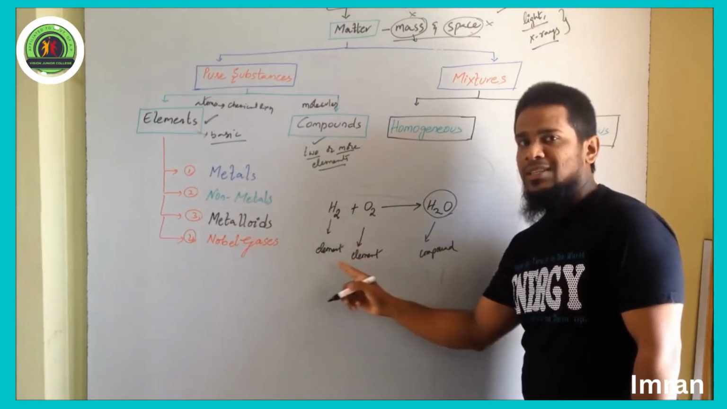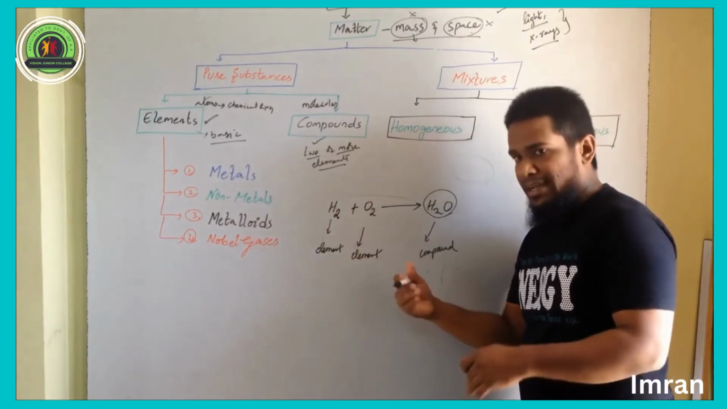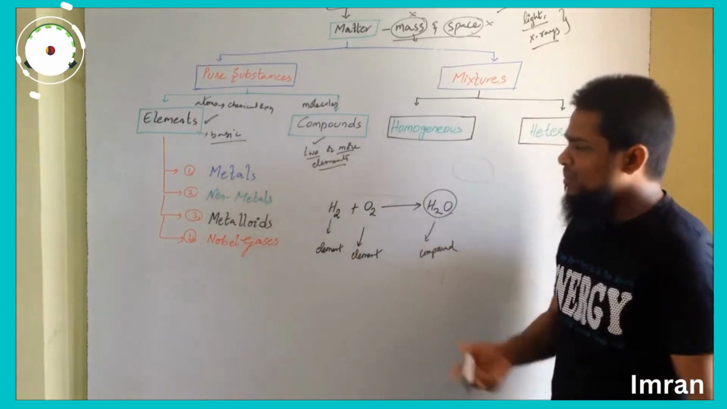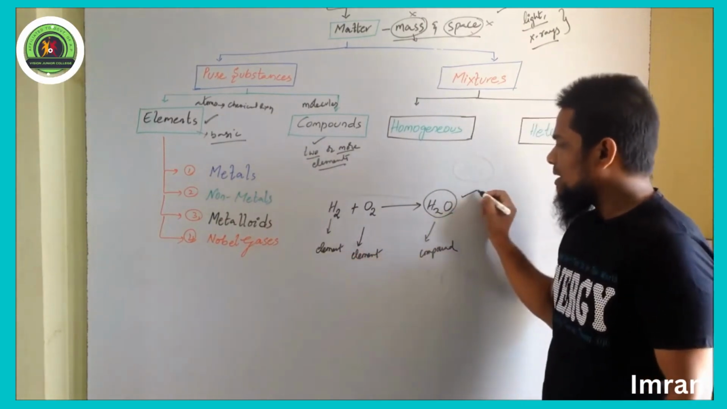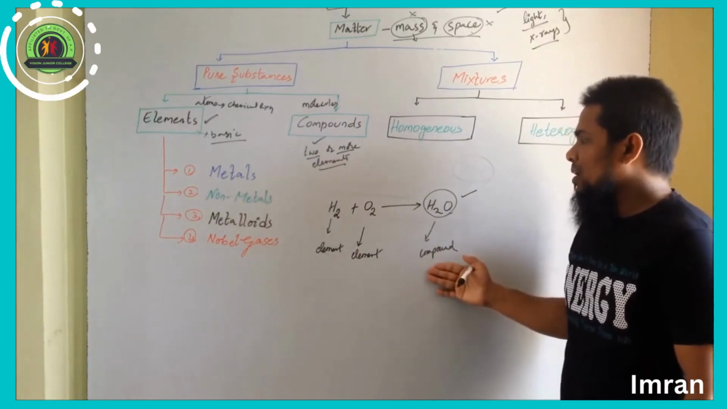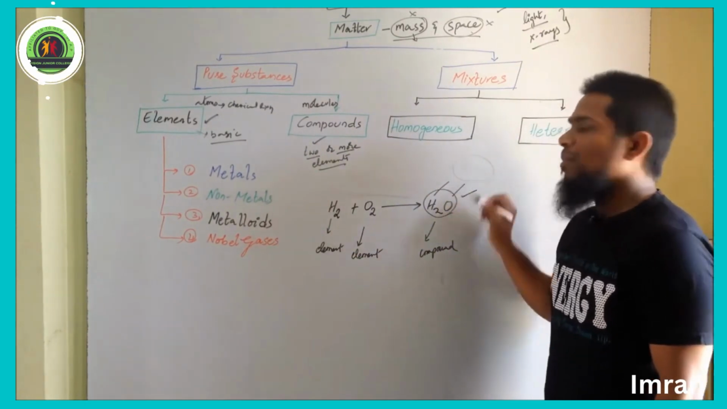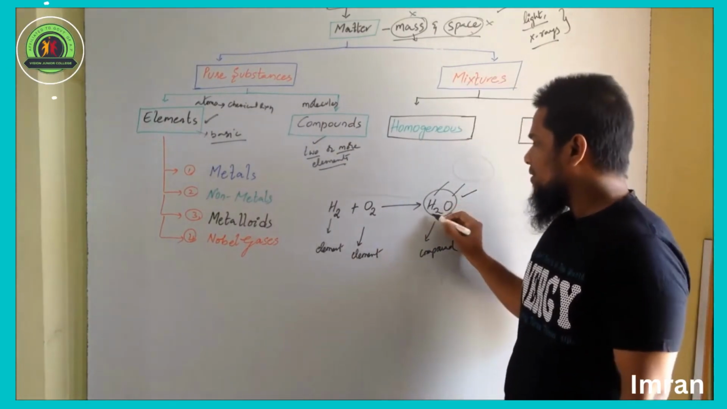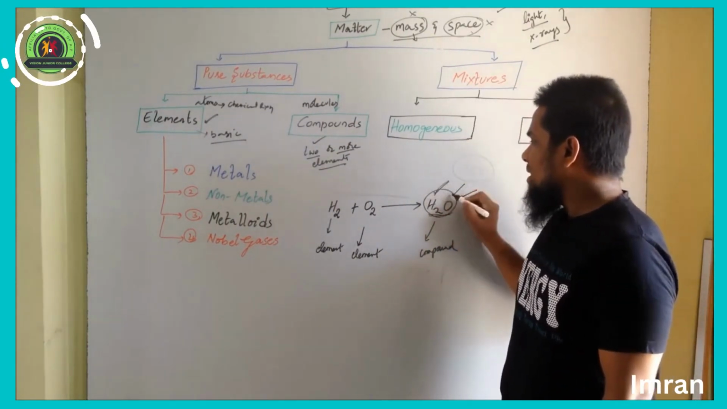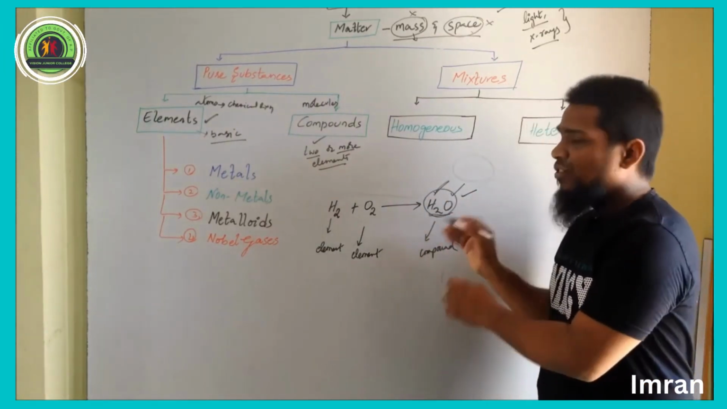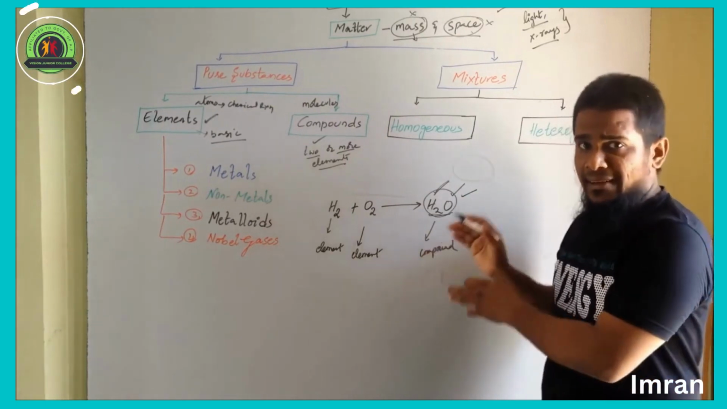If two or more elements are combining together, forming a chemical bond or undergoing a chemical change, that will give rise to a new substance called a compound. A compound contains more than one type of element. See here, if you take water, it has hydrogen as well as oxygen. They are combining in a definite, fixed proportion.